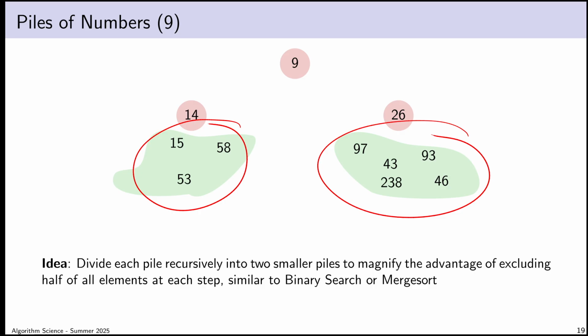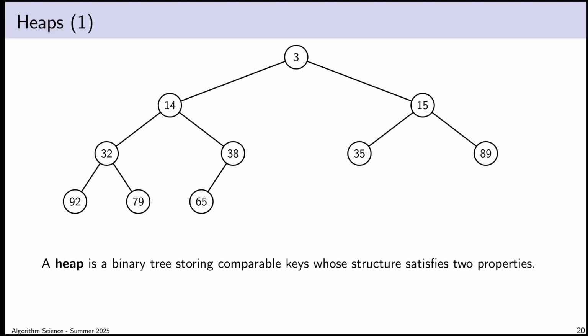Now the thing is, if you want anybody to take your data structure seriously, you can't go around talking about piles of numbers. That sounds ridiculous. We need something more mathematical and formal sounding than just calling our data structure a pile. So we're going to call our data structure a heap. A heap is a binary tree which stores a set of comparable keys and where the structure of the tree has 2 additional properties that must be satisfied.